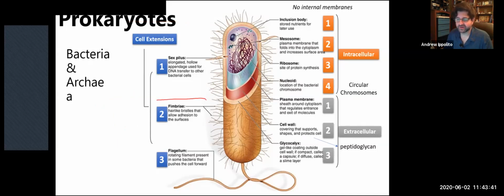The second thing here is called the fimbriae. The fimbriae are these sticky hairs that allow the bacterial cell to adhere to surfaces, like your gums or your teeth, or your esophagus, your epithelium, your skin. So they just increase surface adhesion.